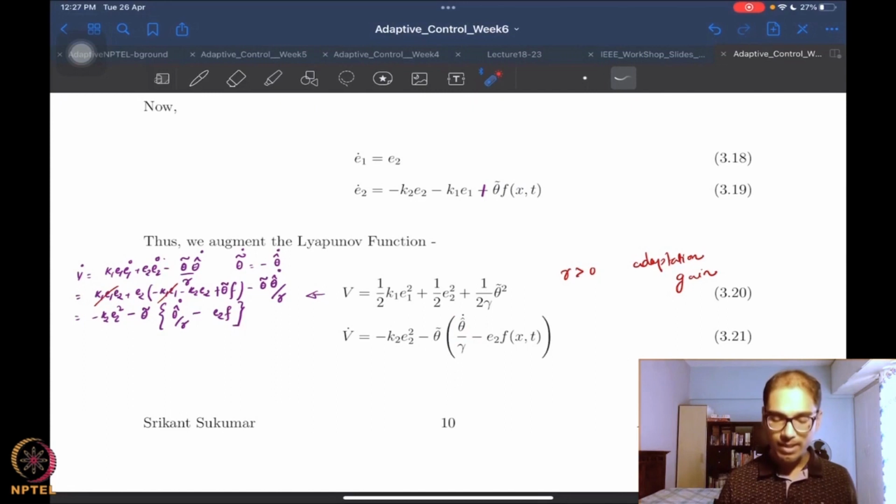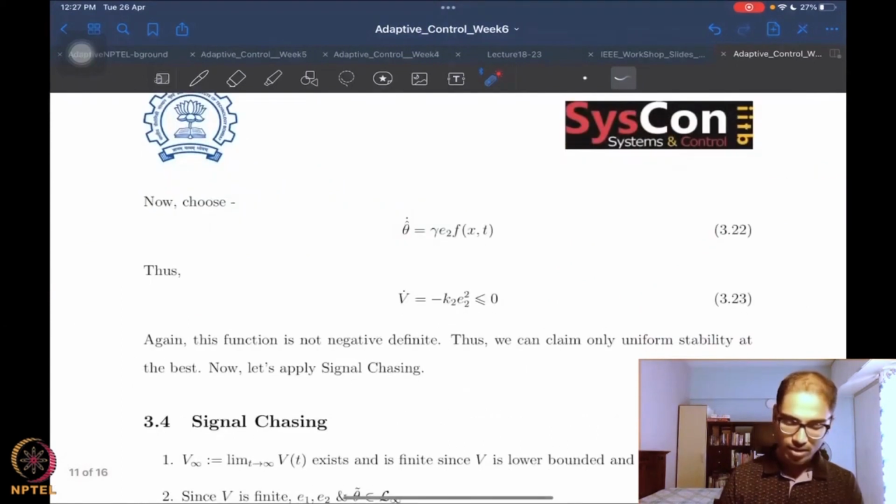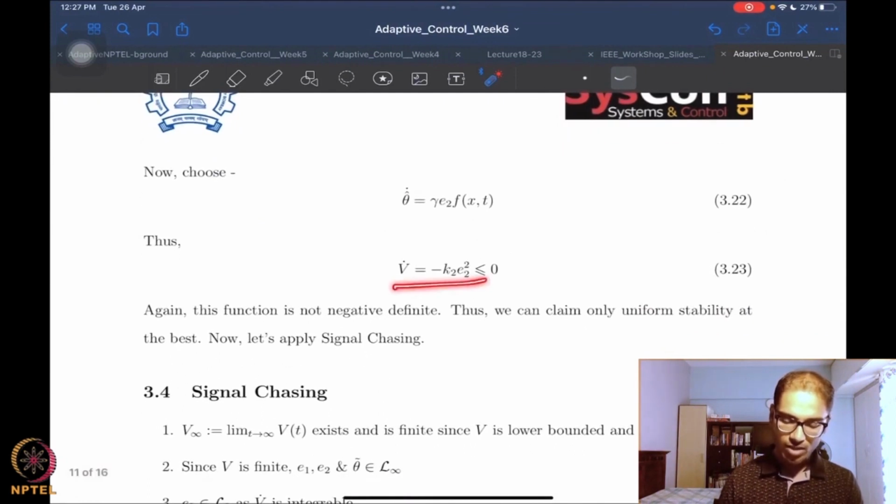So I do the next best thing. I just try to remove this term because it's not a definite term. In order to remove it, I choose an appropriate theta hat dot to cancel this. This is the appropriate choice. Once we make this choice, I will get V dot is minus K2 E2 squared. Okay, great. And this is negative semi-definite.